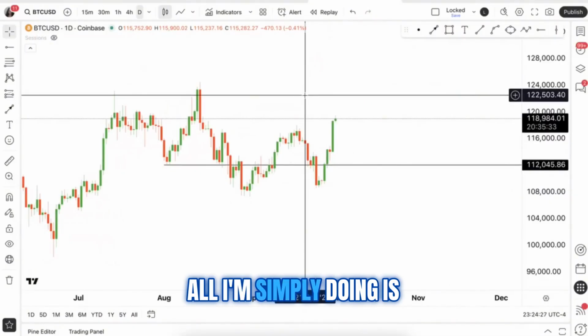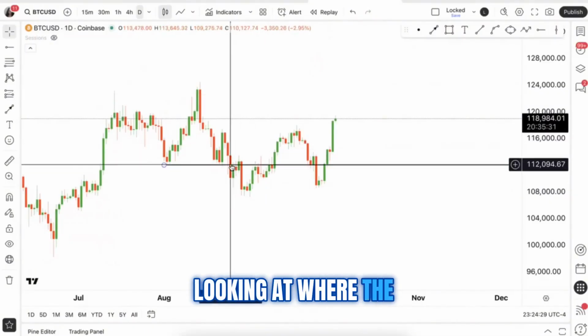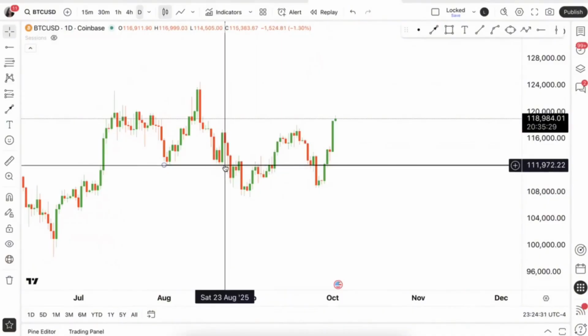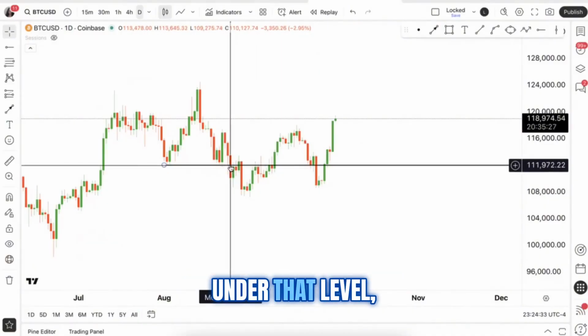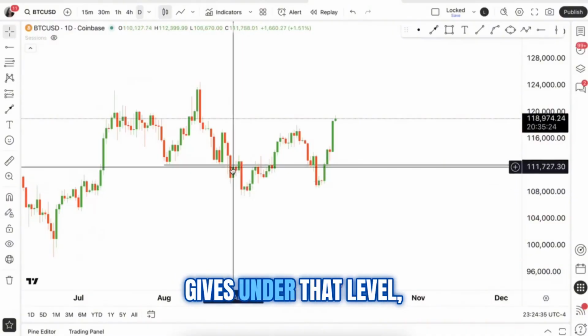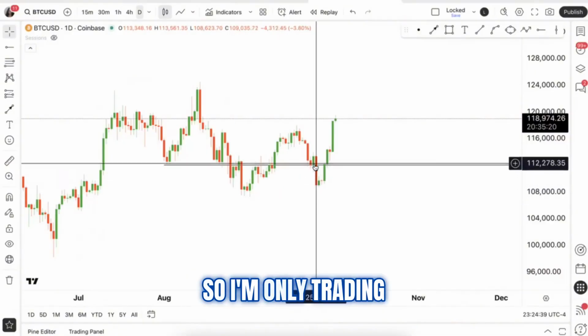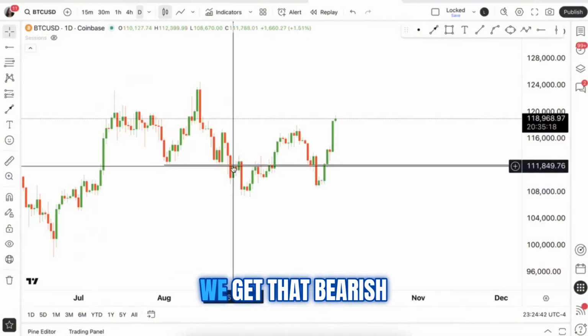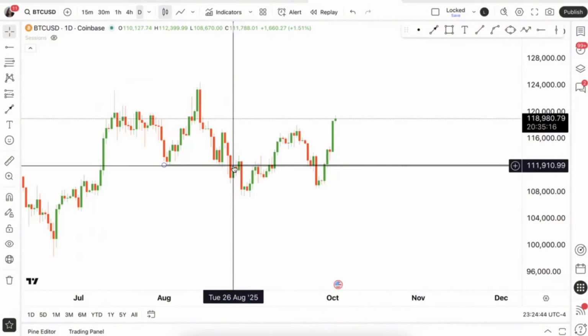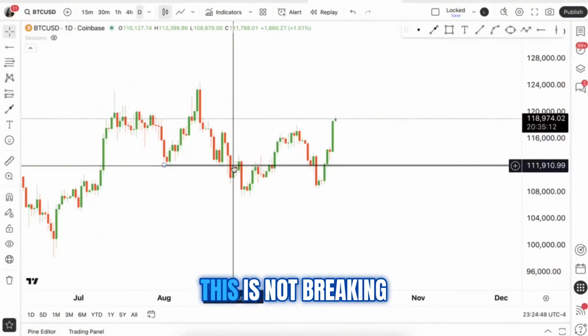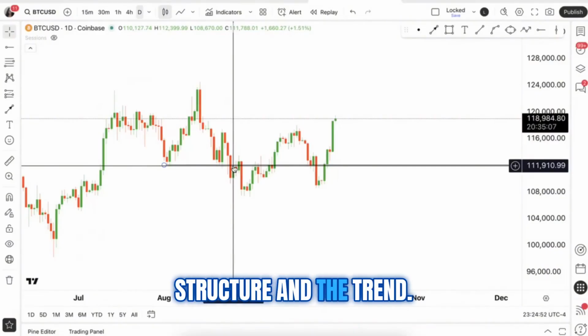All I'm simply doing is looking at where the market has a level, seeing what price does under that level, what type of reaction it gives under that level, and trading only that reaction. So I'm only trading under this level because we get that bearish reaction. That's the little clarification on break and retest. This is not break and retest. It's just simply following the market structure and the trend.